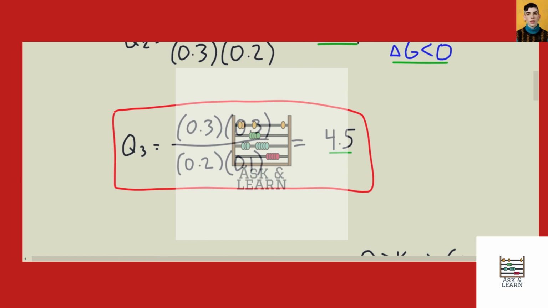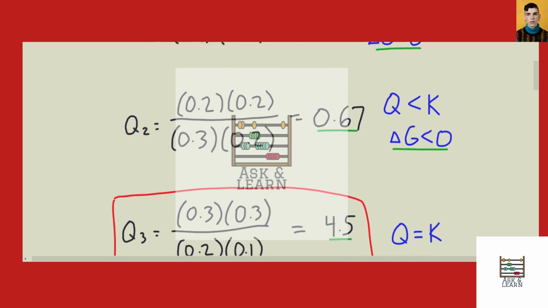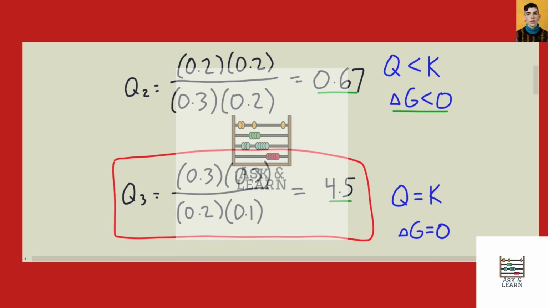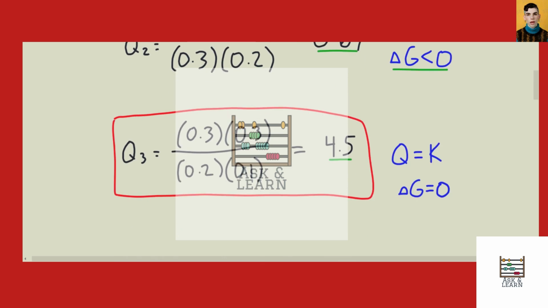Finally, for the third one, we know that this is at equilibrium, so Q equals K. And so delta G equals 0. So we can say that 3 is greater than 2, since 2 is negative and 3 is 0, but 3 is less than 1, since 1 is positive and 3 is 0.